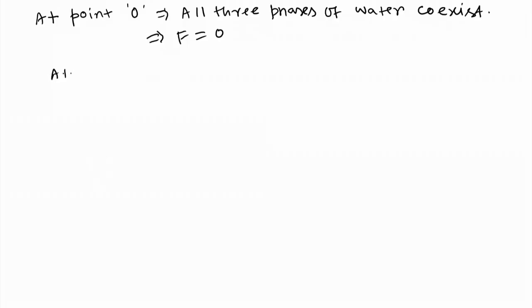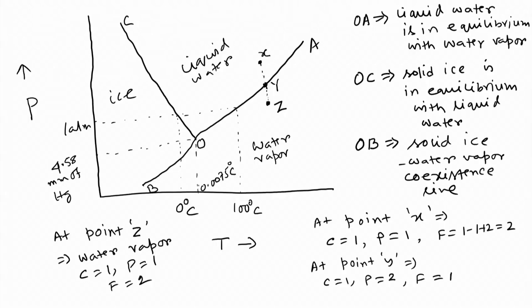Okay. The next thing, okay. At 1 atmospheric pressure, okay, at 1 atmospheric pressure, here the point on OC line, suppose this is, we say this is X prime.